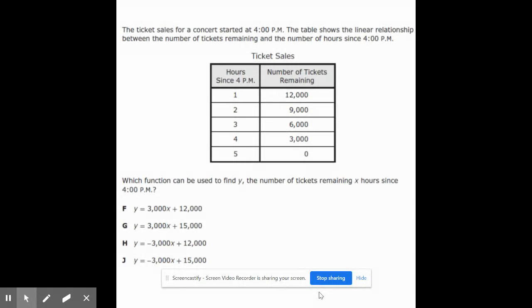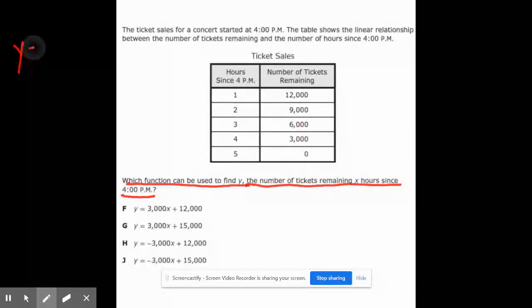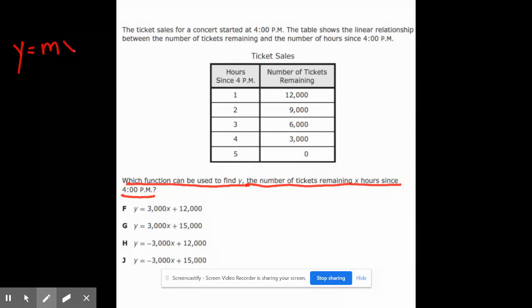Our question is, which function can be used to find y, the number of tickets remaining, x hours since 4 p.m.? All right, so let's go ahead and underline our question. We're looking for a function. We know it is a linear relationship. So let's write our formula for slope-intercept form. So we have y equals mx plus b. m is going to be our slope, and b will be our y-intercept.